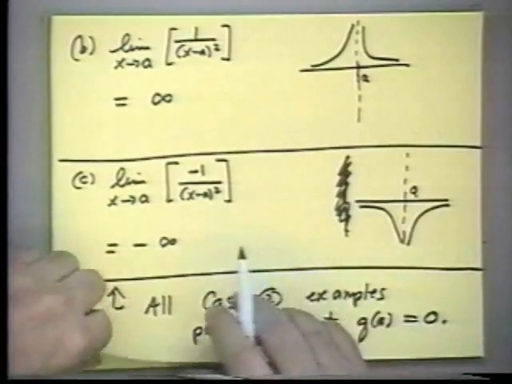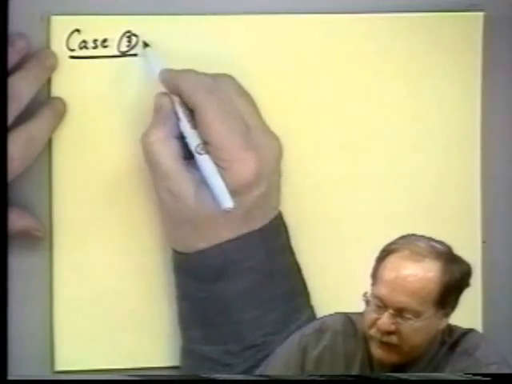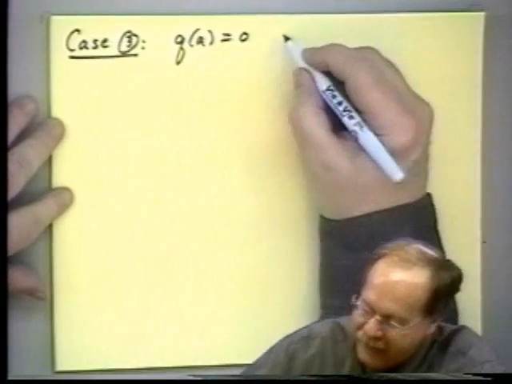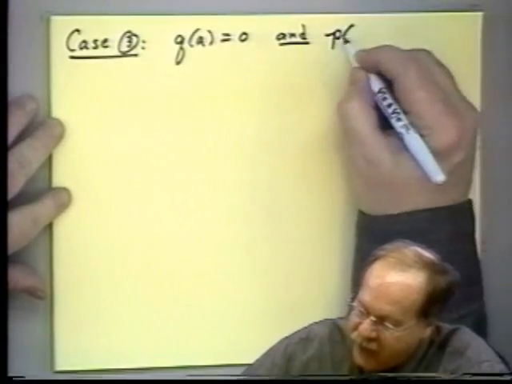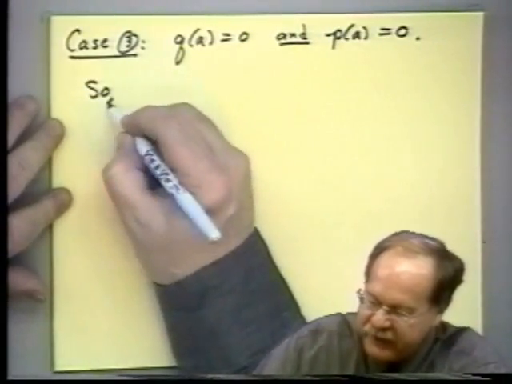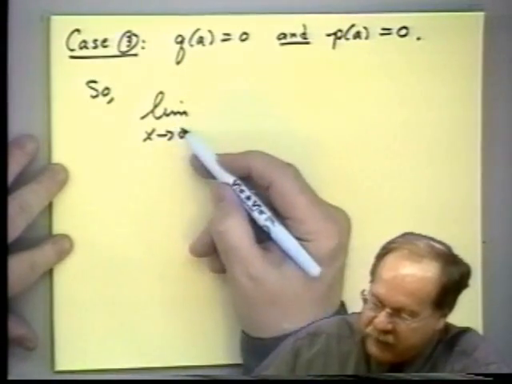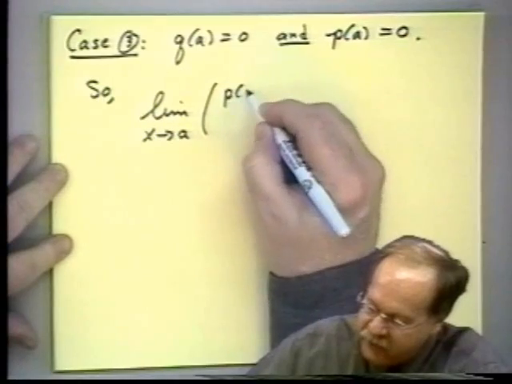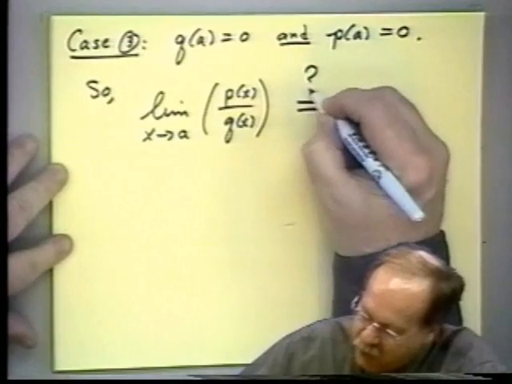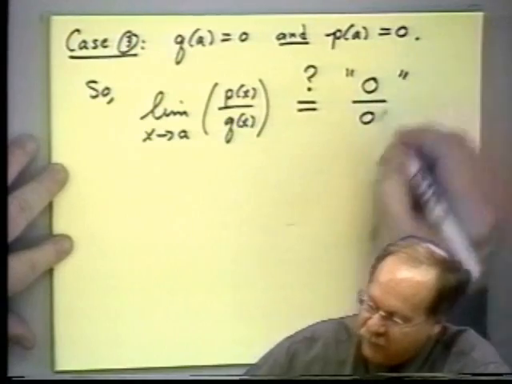Now, what about case 3? This is the most unusual of them all, and the one that needs the most explanation. Suppose q of a, the denominator, is 0, and simultaneously the top, or the numerator, p of a, is also 0. So what does this seem to lead to? This seems to lead to the limit as x approaches a of the rational function p of x over q of x. Apparently, and I'll put a question mark here because we don't know what this means, it looks like it's going to 0 over 0.